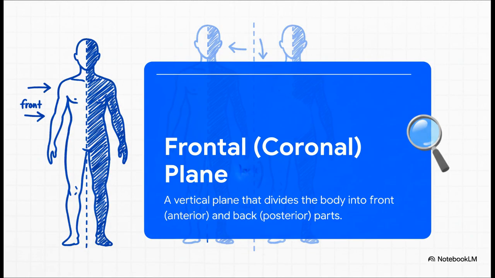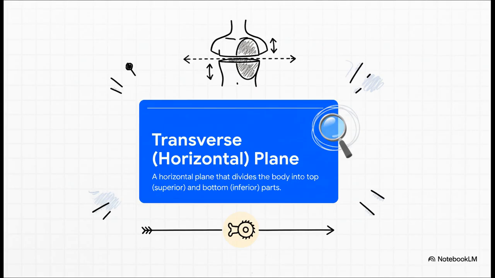Next, we've got the frontal plane, which is sometimes called the coronal plane. This is also a vertical cut, but this time it splits the body into a front half, or anterior, and a back half, or posterior. It's like if you were standing sideways and that pane of glass separated your face from the back of your head. And our third and final plane is the transverse plane, or, you guessed it, the horizontal plane. Just like the name says, this is a horizontal slice that divides the body into a top part, which we call superior, and a bottom part, the inferior part. Think of it just like a magician's box, creating a perfect cross-section.